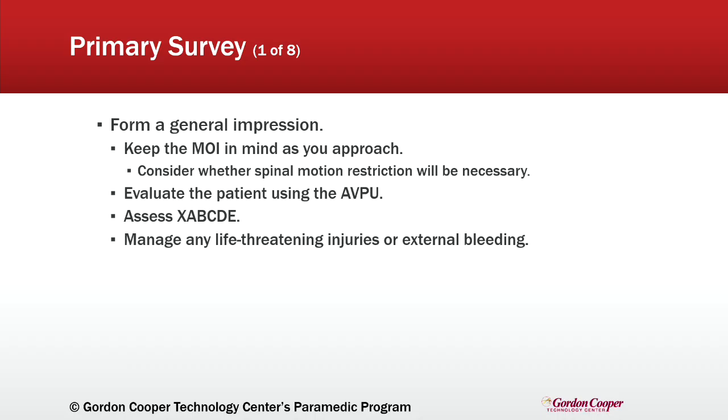Form a general impression of the patient, but avoid making major care decisions based solely on your first impressions. Keep the mechanism of injury in mind as you approach and consider if spinal motion restriction is going to be needed. Assess the patient's responsiveness using AVPU. Awake and alert, responsive to verbal, responsive to pain, or even unresponsive is going to be a really helpful indicator as you move forward in your patient assessment.